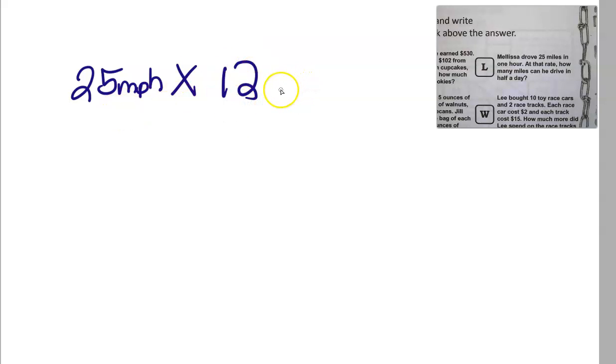Melissa drove 25 miles in 1 hour. At that rate, how many miles can she drive in half of a day? For problem L, we know that Melissa drove 25 miles an hour, and she did that for half a day. Half a day is 12 hours. So if I multiply the 25 miles an hour by the 12 hours, I'm going to get the total number of miles that she drove in half a day.